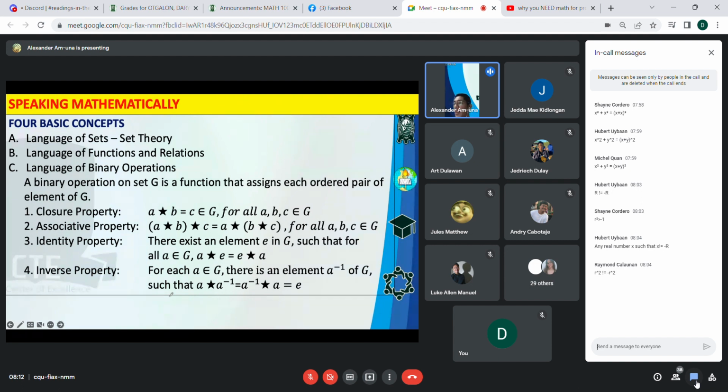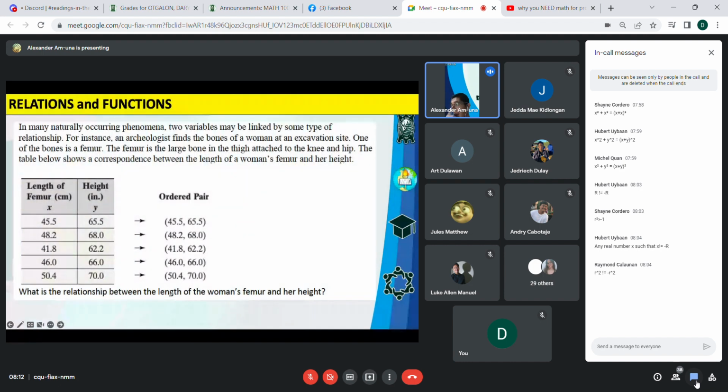So all these properties, of course, you will observe in the set of real numbers. Okay, so let's go on to the meat of our discussion for today. It's about relations and functions. Let's consider this situation. In many naturally occurring phenomena, two variables may be linked by some type of relationship. When it comes to relationship, you can relate to this.